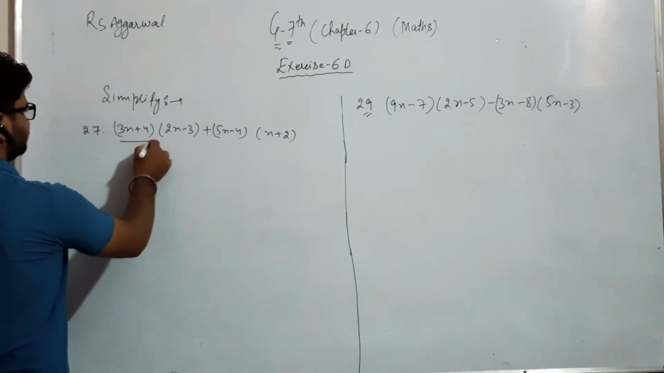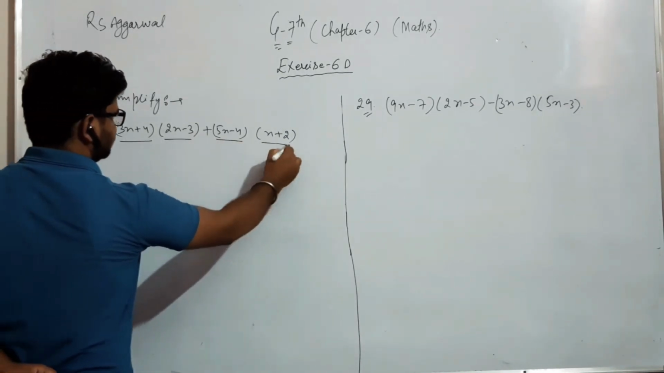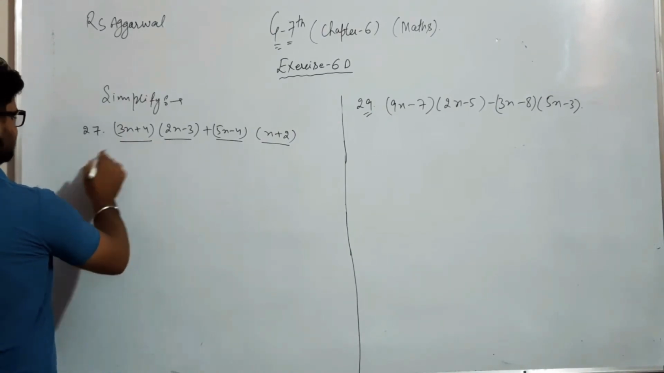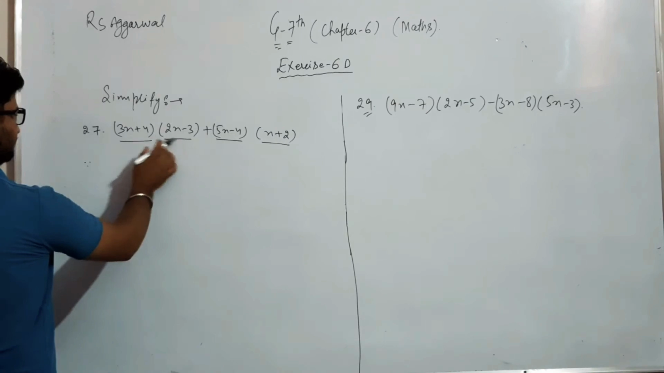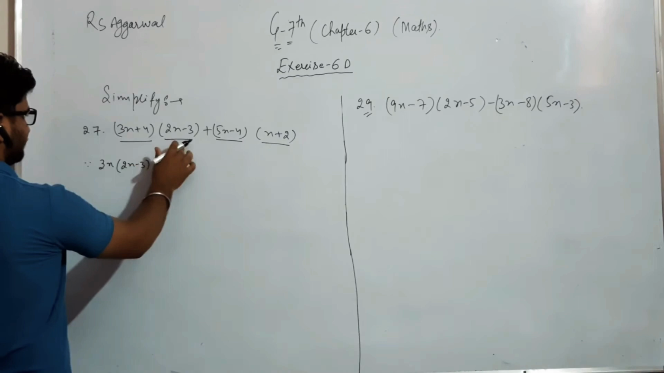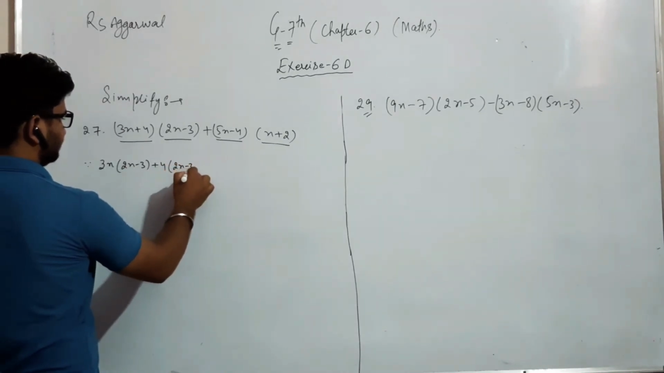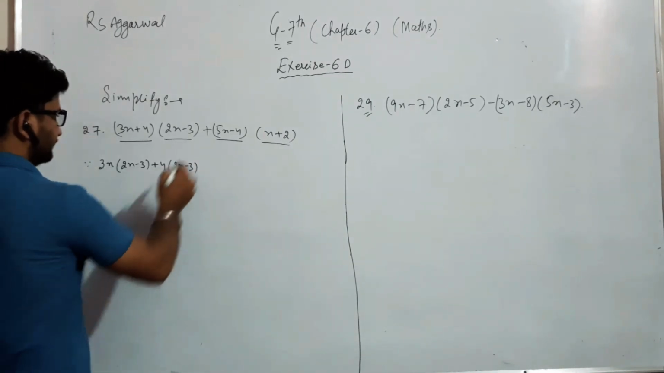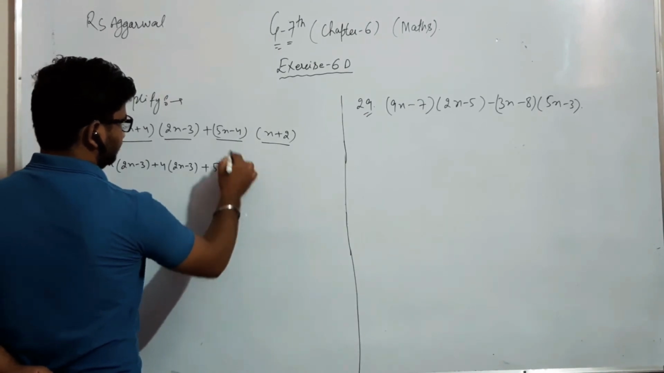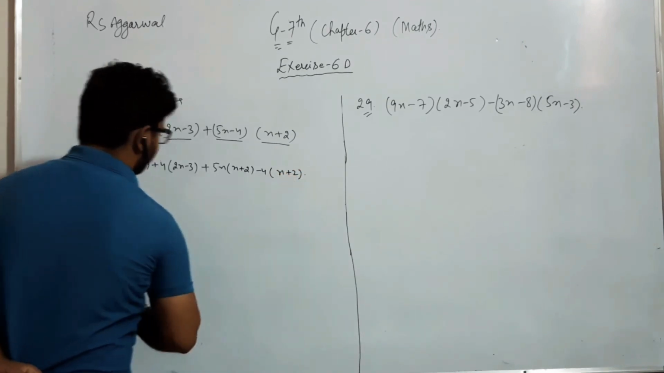So the question is 3x plus 4 and 2x minus 3 are multiplied, then the plus sign, 5x minus 4 and x plus 2 are multiplied. Okay, so we start from these two expressions. Here we apply the same method: 3x is multiplied with 2x minus 3 whole, and this plus 4 is multiplied with 2x minus 3. Then we write the plus sign, this 5x is multiplied with x plus 2 whole, then the minus 4 is multiplied with x plus 2.